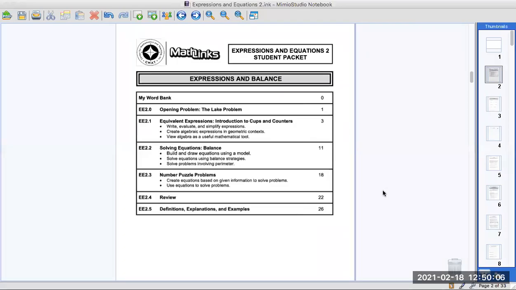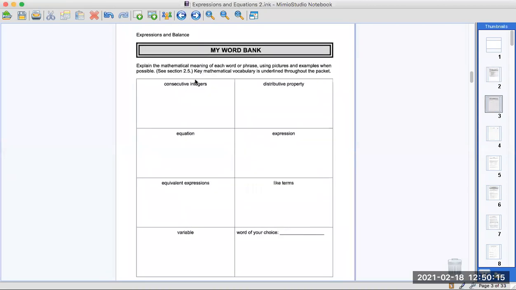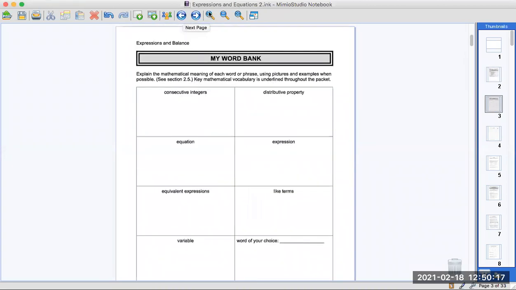Hello, everybody, and welcome to our new book. It's yellow and it says Expressions and Equations 2 in the top corner here. So the first thing we're going to do is go to our word bank.